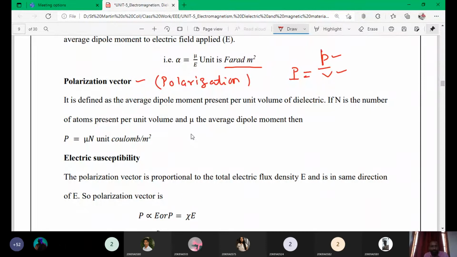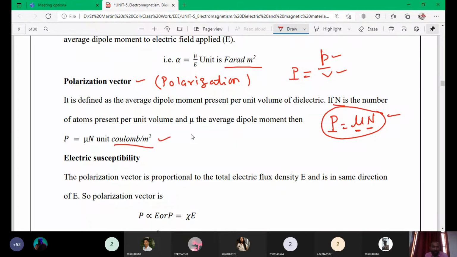Suppose you take n number of atoms, then polarization is n multiplied by mu, per unit volume. That means n number of atoms are there. But here mu already considers unit volume. Here the units are coulomb per meter square.